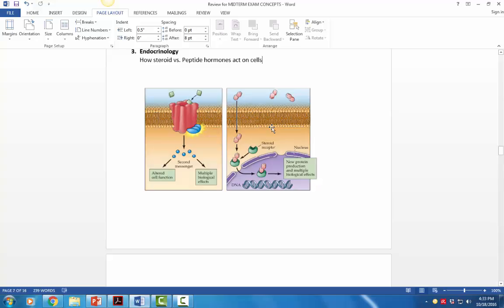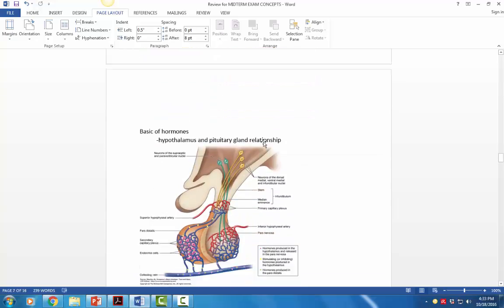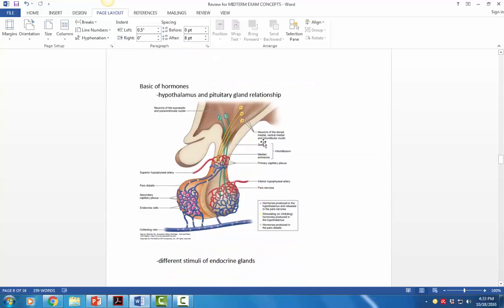And we look at the relationship between the hypothalamus and the pituitary gland. Remember, the pituitary gland is the master gland of the endocrine system, but it is tightly controlled by the hypothalamus, which is part of the brain, part of the central nervous system. So we have the anterior pituitary and the posterior pituitary. The anterior pituitary is a true gland.